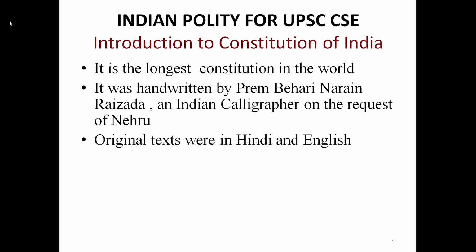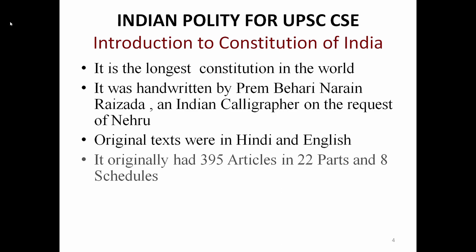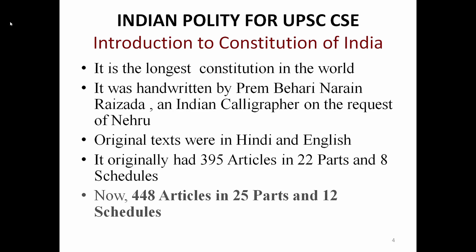The original text of the constitution was written in Hindi and English. When it was enacted, originally it had 395 articles. Our constitution consists of many articles, parts, and schedules. Initially it had 395 articles in 22 parts and 8 schedules. After many amendments, as of January 2020, there have been 104 amendments, and today it has 448 articles in 25 parts and 12 schedules.